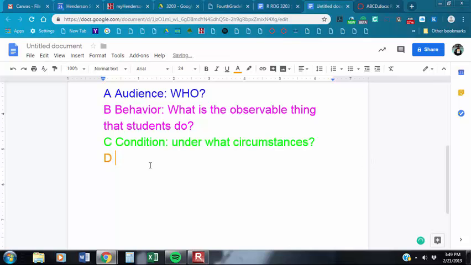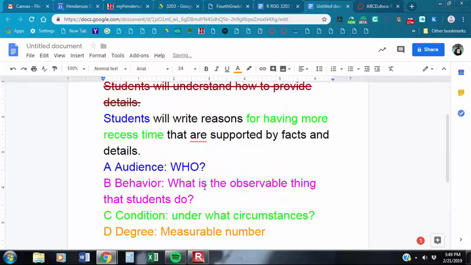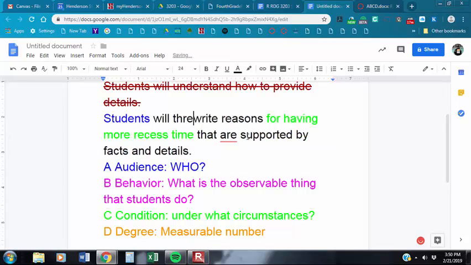And then D stands for degree. And that's a number, a measurable number. Do you see that in here? No. It's so easy. How many reasons? How about 3? 3 is a good number. Students will write 3 reasons for having more recess time.